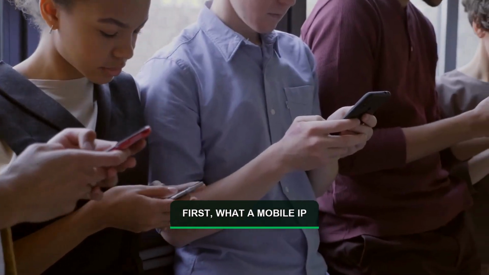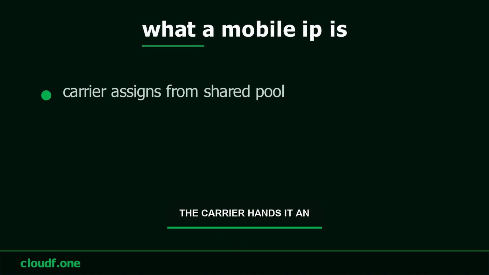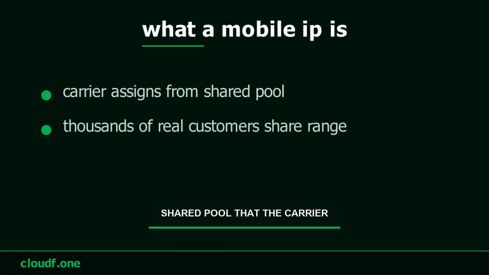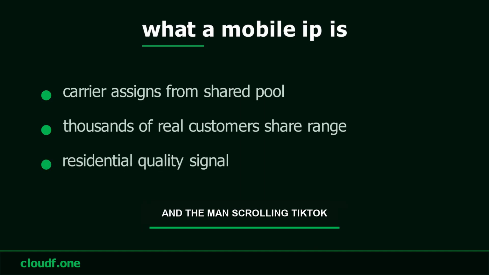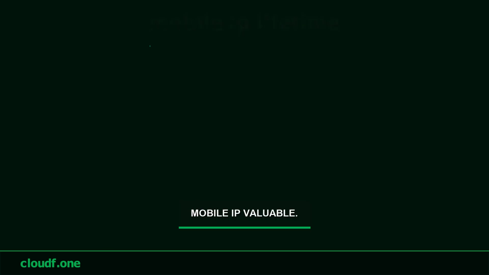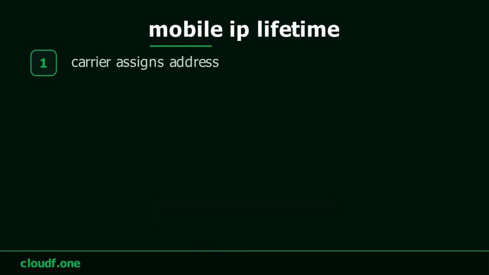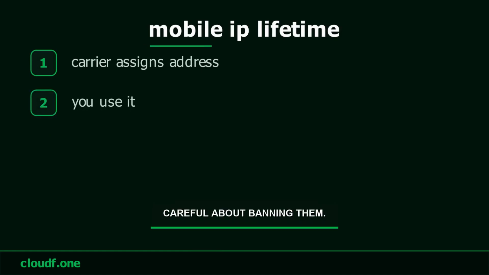First, what a mobile IP even is. When a phone connects to a cellular network, the carrier hands it an address. That address is not yours forever. It belongs to a big shared pool that the carrier rotates among thousands of real customers. The woman checking Instagram on the train and the man scrolling TikTok in a cafe might be sharing the same range your phone is on. That shared, ordinary residential quality is exactly what makes a mobile IP valuable. Platforms know real humans live behind these addresses, so they are slow and careful about banning them.